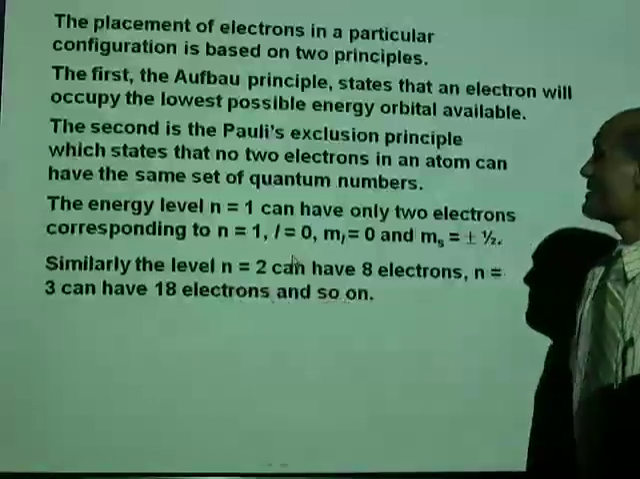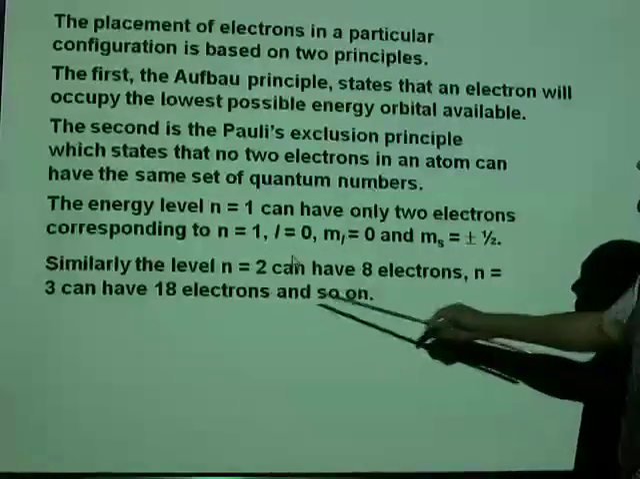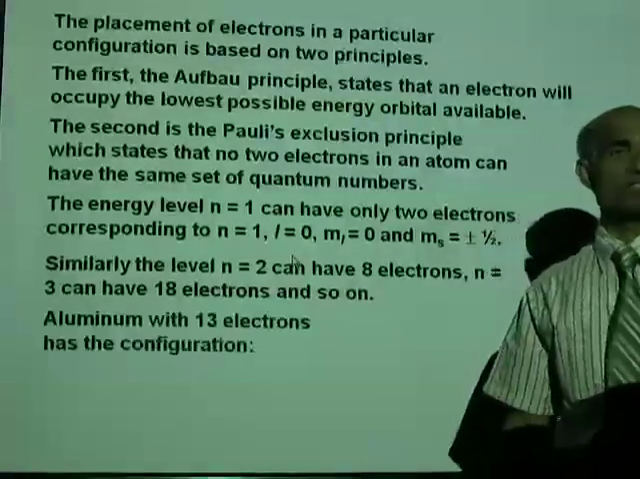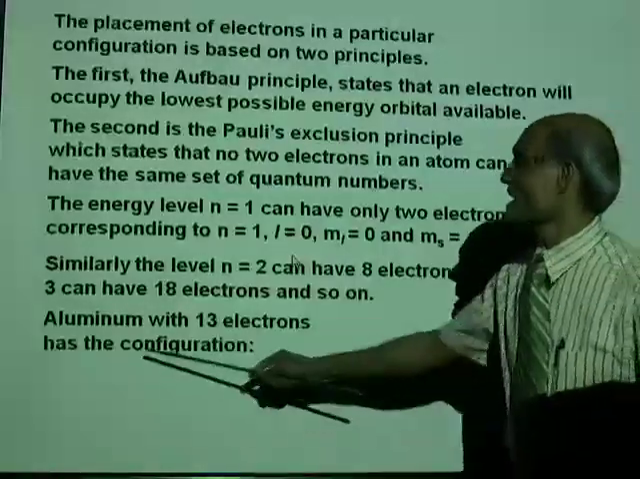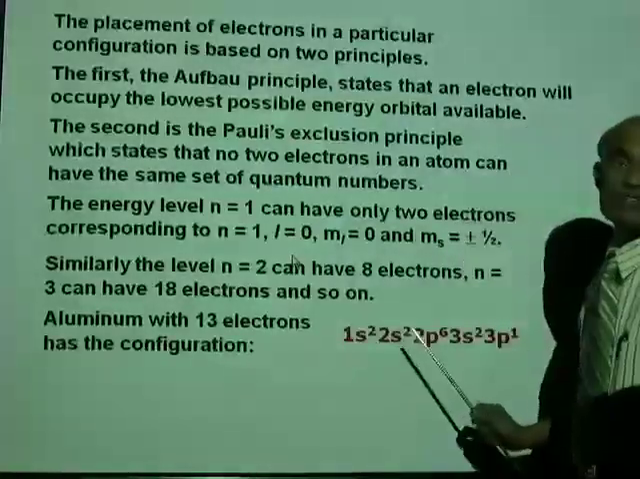Now similarly the level n equal to 2 can have 8 electrons, n equal to 3 can have 18, and so on. Now aluminum with 13 electrons has this configuration. Look at this.